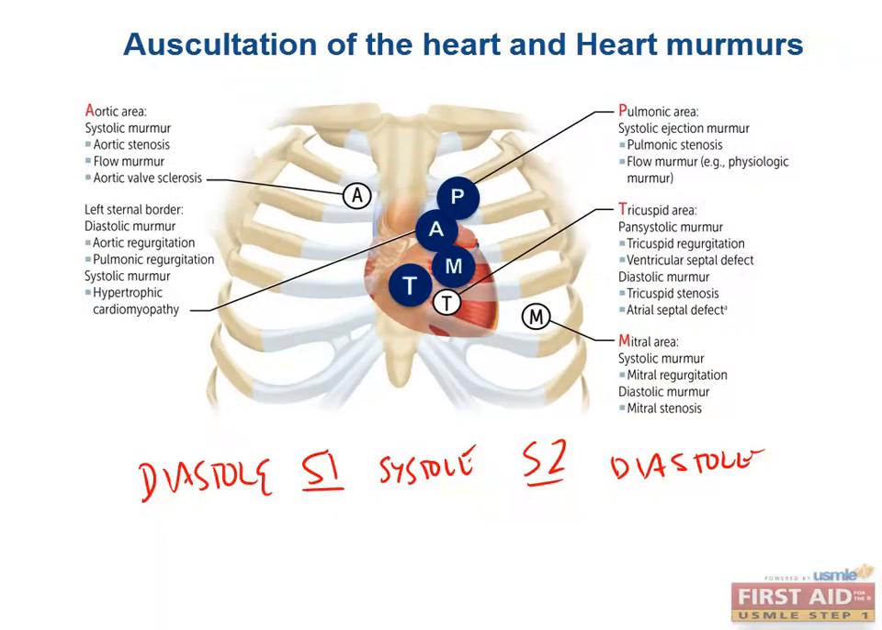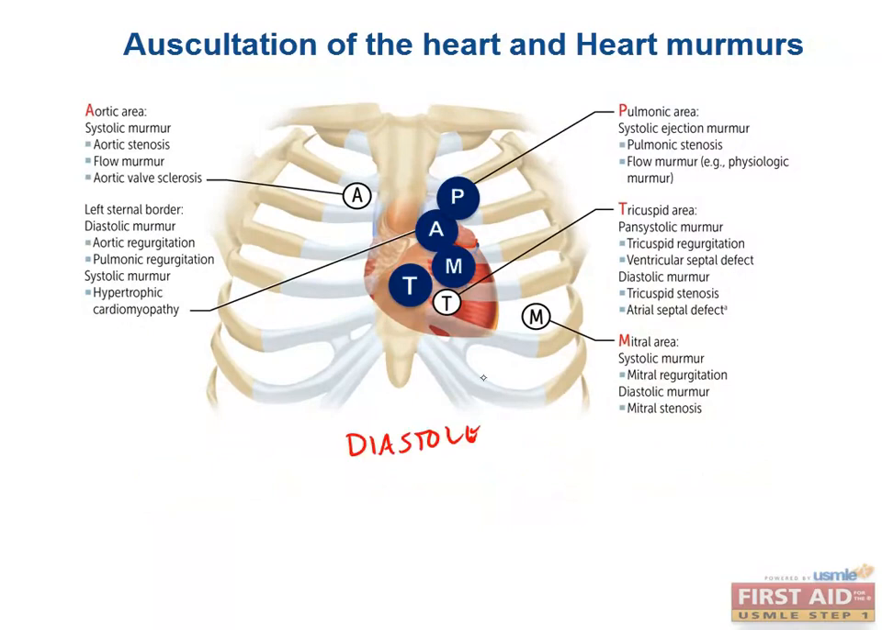So what are two murmurs that we need to know about that occur in diastole? We need to think about aortic regurgitation and mitral stenosis. So what is going on with these murmurs? Let's quickly review how blood behaves so we can understand why these pathologies are causing an audible murmur.